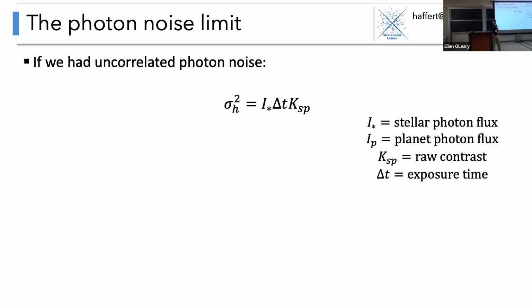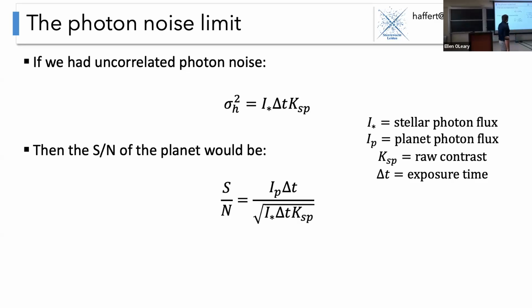So signal to noise. This is the noise that we have because this is the amount of photons that we get from the star, where this is the amount of flux from the star, the integration time, and then KSP is the raw contrast from the star at the position of the planet. So that's just the fraction of light from the star that hits the patched area where the planet is. And then we can actually calculate a signal to noise. Signal is, of course, this thing is difficult. There. So we have the signal of the planet, which is just the flux of the planet times the integration time, divided by the square root of the number of photons from the star. That's our signal to noise.